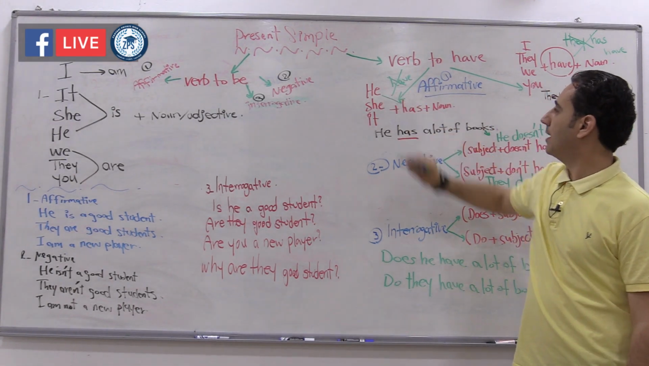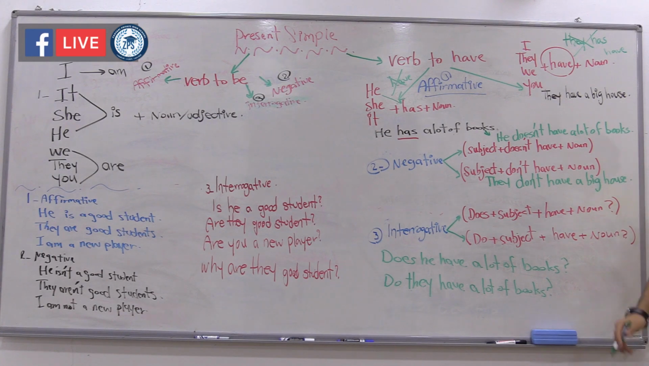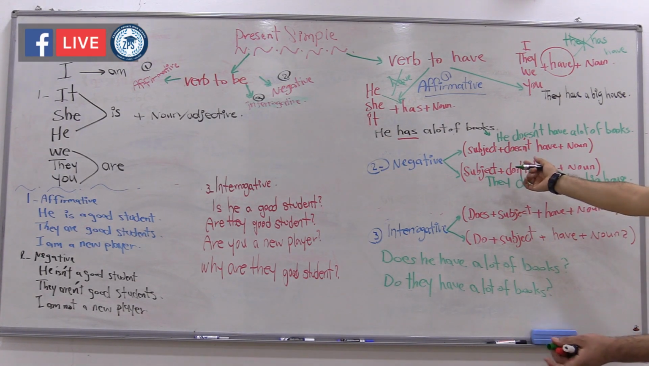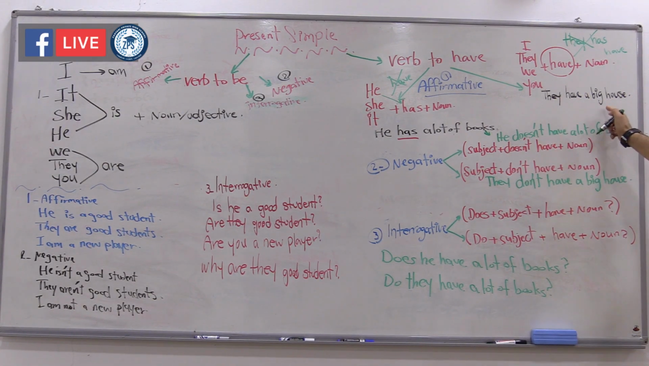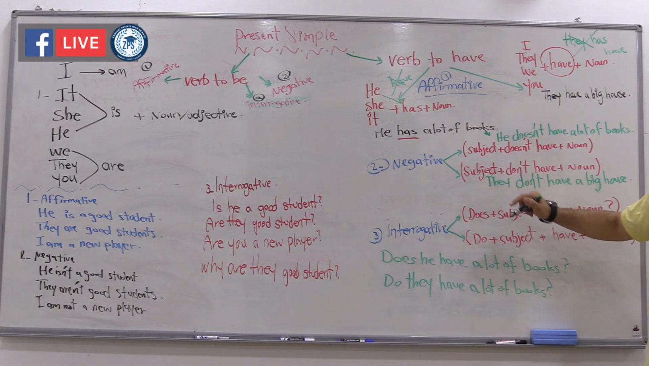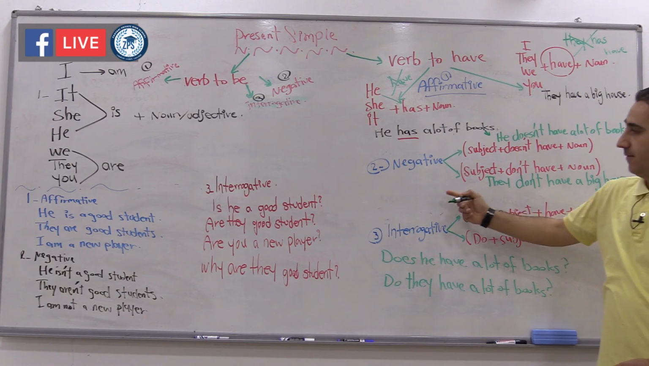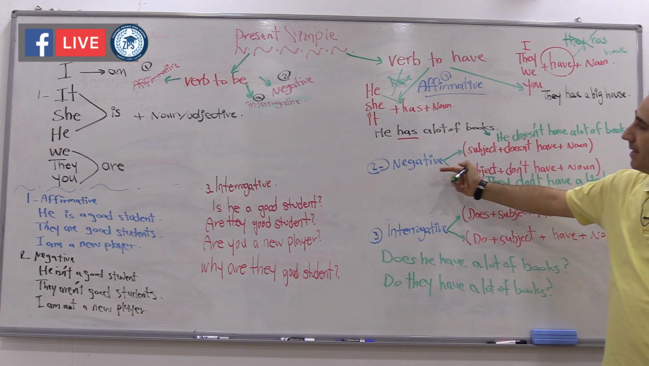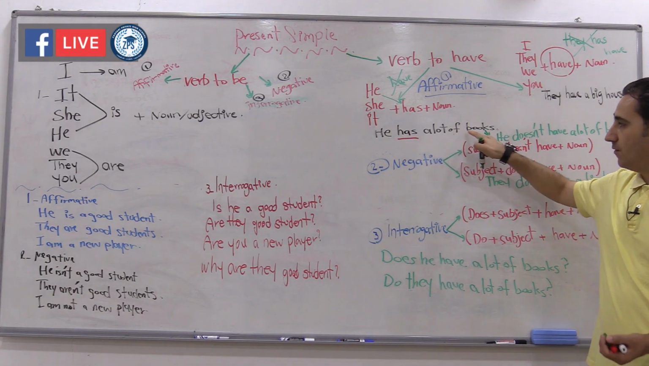We should use has. He has a lot of books. They have a big house. They own a big house. Yes. So let's move to the negative form. How can we make a negative form of he has a lot of books?